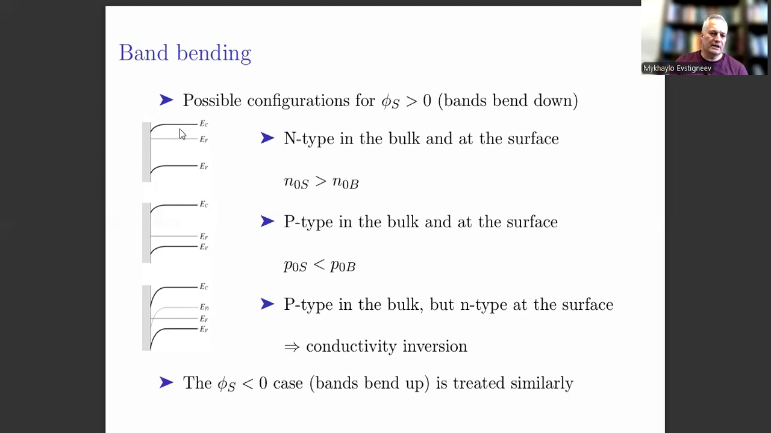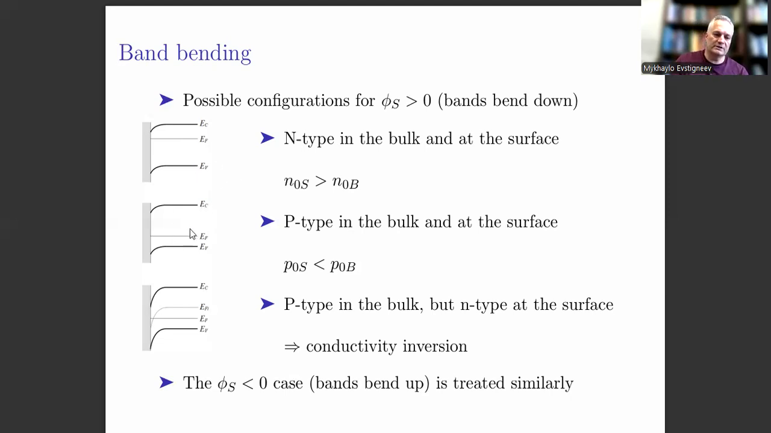Let's say the surface potential is positive. So the bands bend down, and if the semiconductor is of n-type, then in the bulk, the Fermi energy is closer to the conduction band energy than to the valence band edge energy. For positive surface potential, the semiconductor is of even more n-type. The concentration of electrons near the surface is even higher than in the bulk, which makes sense, right?